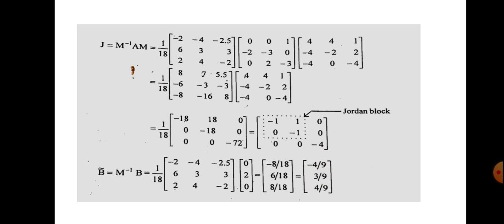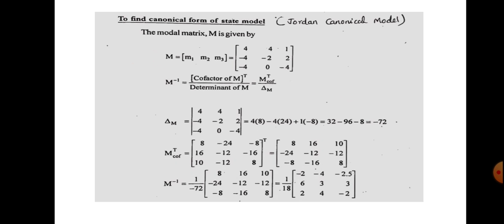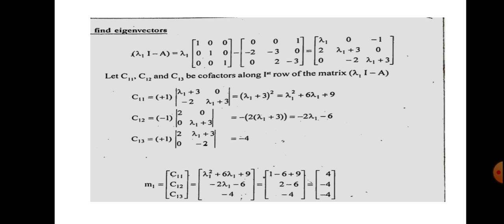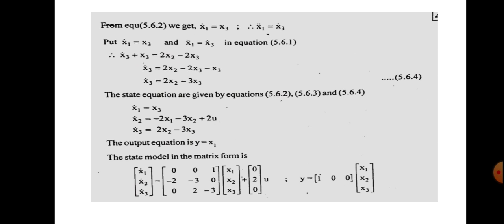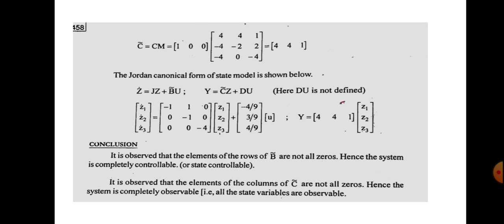Next we need to find C cap. So C cap is equal to C into M. We have the model matrix M, and the C matrix also. The C matrix is obtained from the state model: X dot equals AX plus BU, and Y equals CX. C is 1 0 0. So you can put 1 0 0 here, multiply with the M matrix, and you will get this entry.